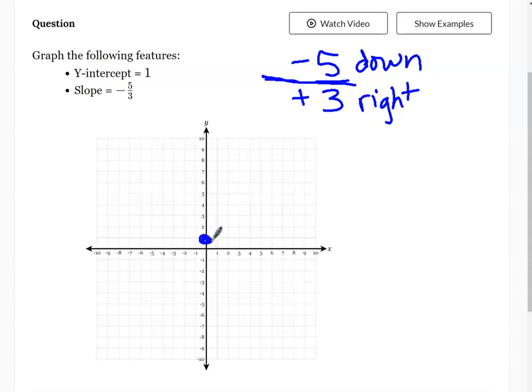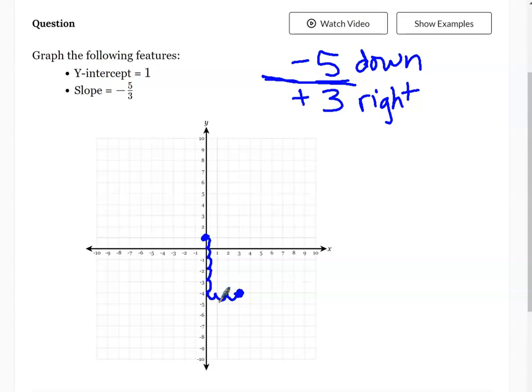So from our initial y-intercept, from that point, you're going to travel down 5 units, 1, 2, 3, 4, 5. And then you're going to travel 3 to the right, 1, 2, 3. And this is where your next point will be.